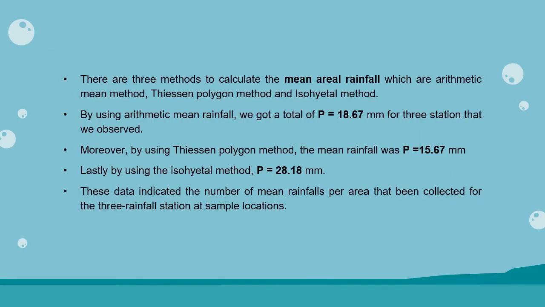Discussion. There are three methods to calculate the mean area rainfall, which are the arithmetic mean method, Thiessen polygon method, and isohyetal method. By using the arithmetic mean method, we got a total of P equals 18.67 mm for the 3 stations that we observed. Moreover, by using the Thiessen polygon method, the mean rainfall was P equals 15.67 mm. Lastly, by using the isohyetal method, P equals 28.18 mm. This data indicated the mean rainfall per area collected for the 3 rainfall stations at the sample location.